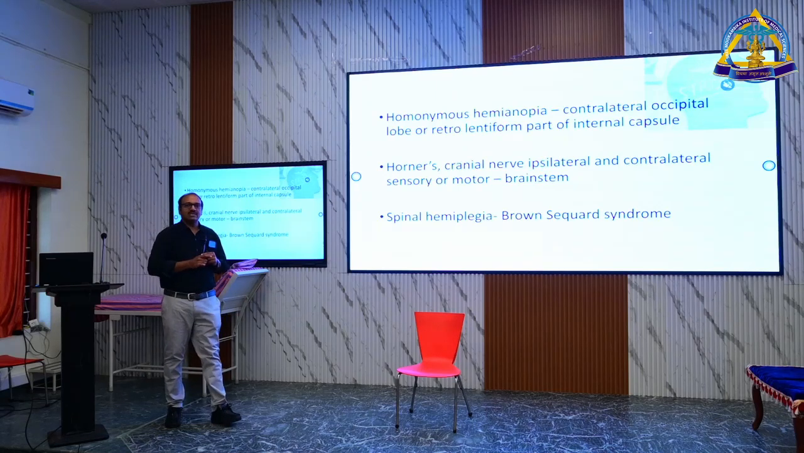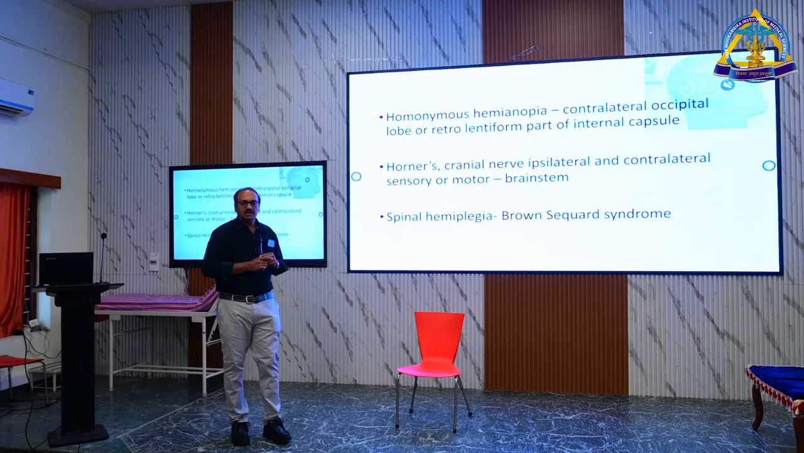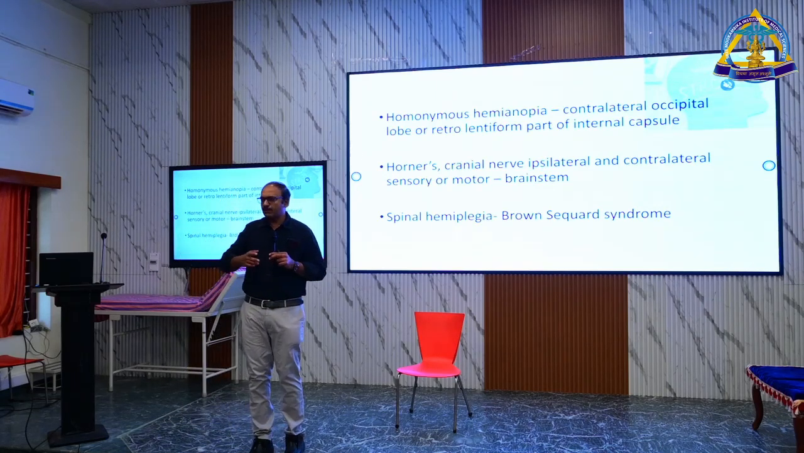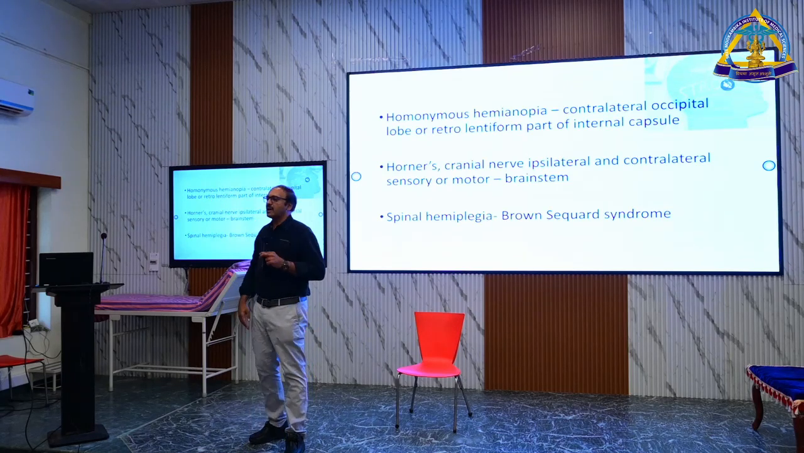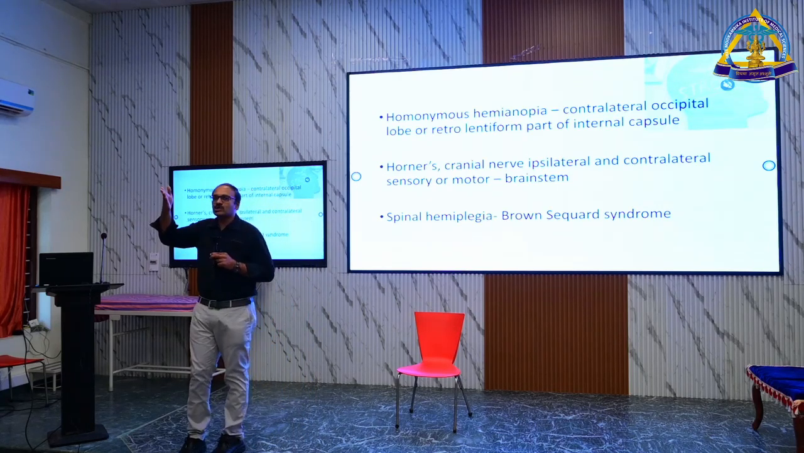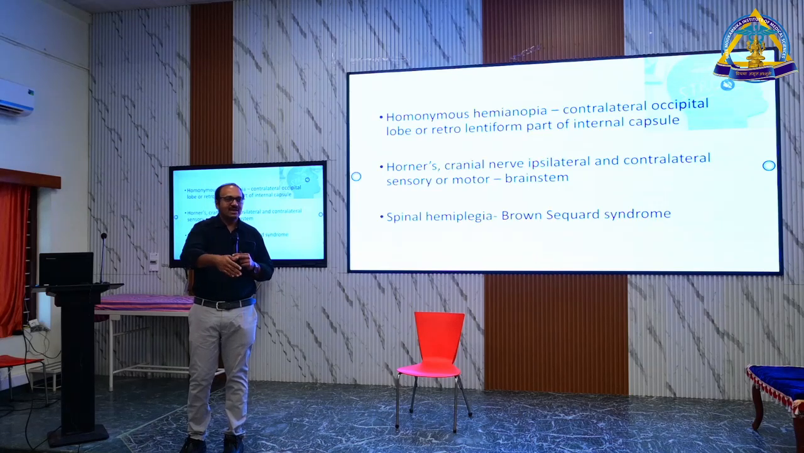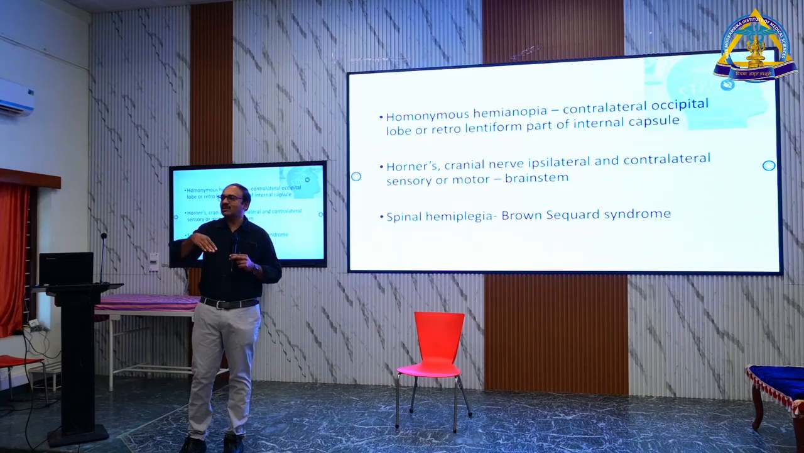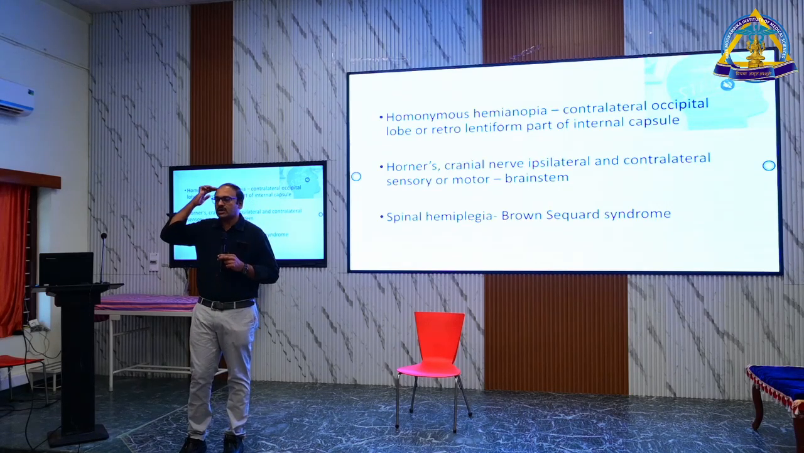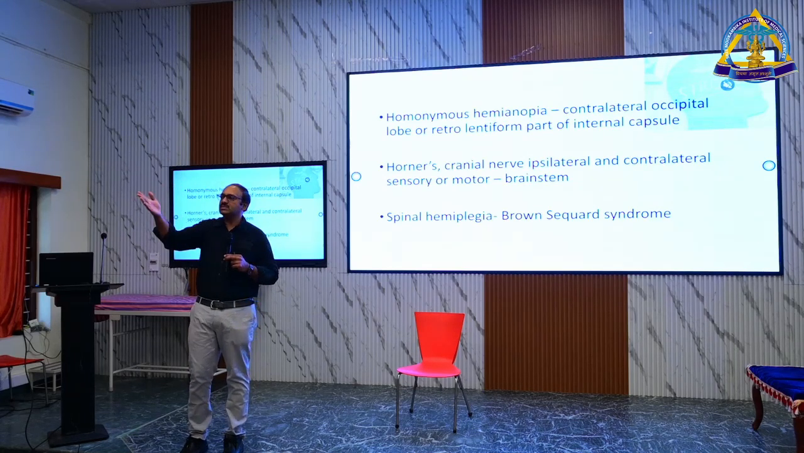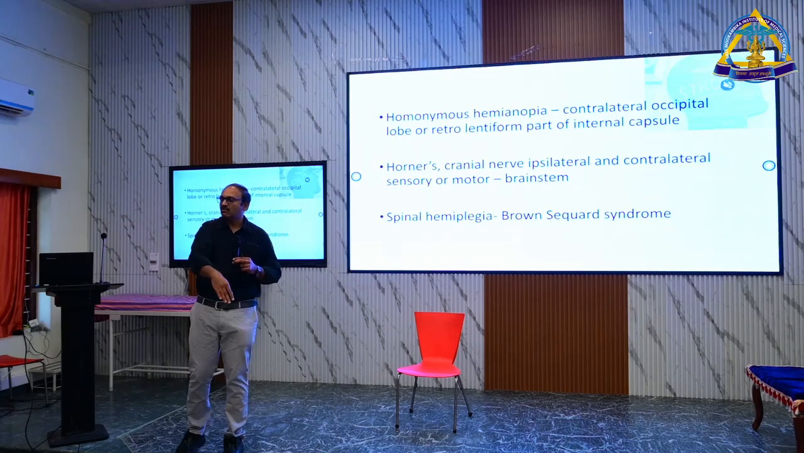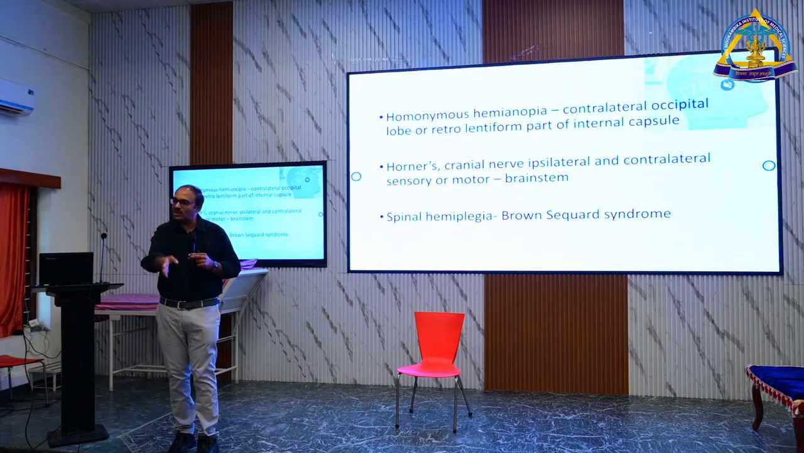So the moment you see Horner syndrome, it could be a brainstem lesion. Spinal hemiplegia, Brown-Sequard syndrome. Anyone has an idea what will happen if there is hemisection of the cord, where one half of the spinal cord is affected? In the spinal cord, what is the problem? The corticospinal tract is already crossed. You get hemiplegia on the opposite side if it is a lesion of the cortex, internal capsule or brainstem, because when the corticospinal tract is affected on one side, it is going to cross. Once you reach the spinal cord, crossing has already happened.